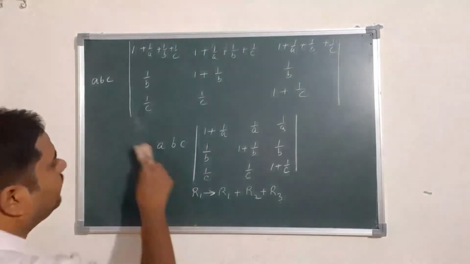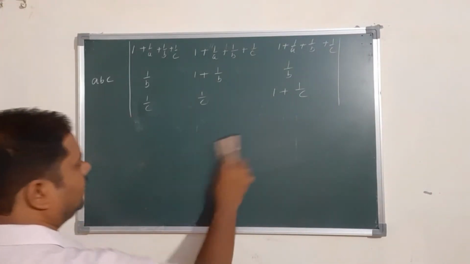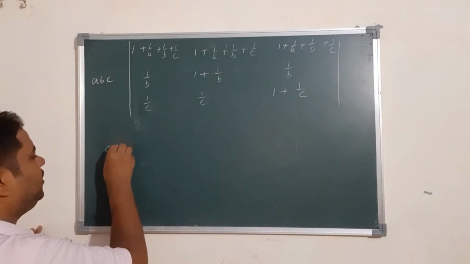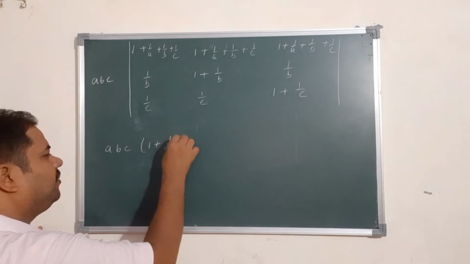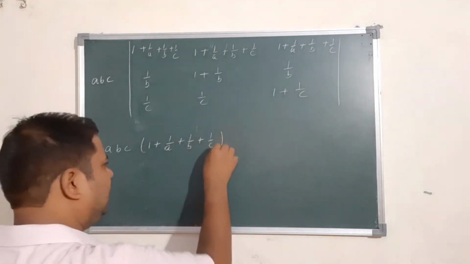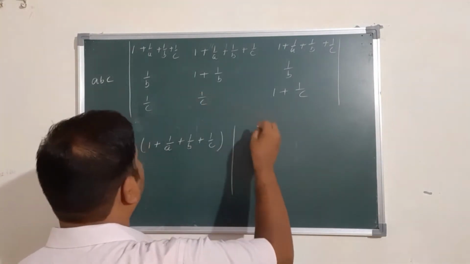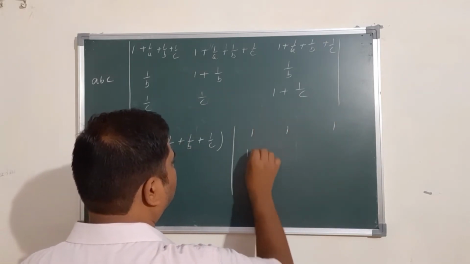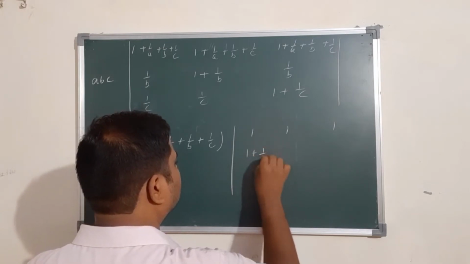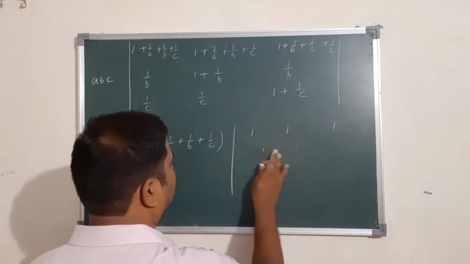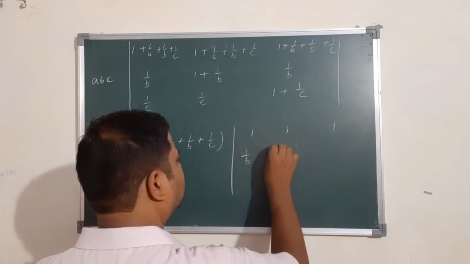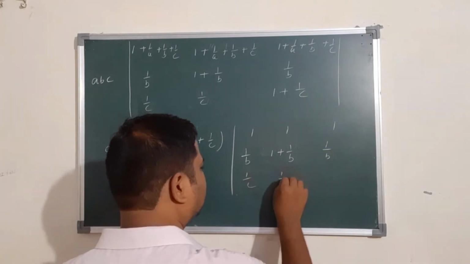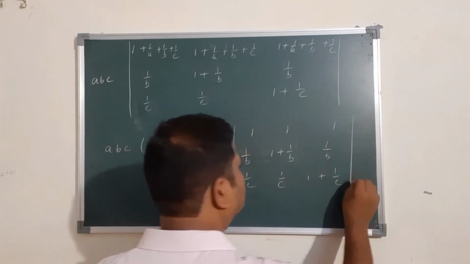Now next step is abc times (1 plus 1 upon a plus 1 upon b plus 1 upon c), then in the determinant the first row is 1, 1, 1, the second row is 1 upon a, 1 plus 1 upon b, 1 upon c, and the third row is 1 upon a, 1 upon b, 1 plus 1 upon c.